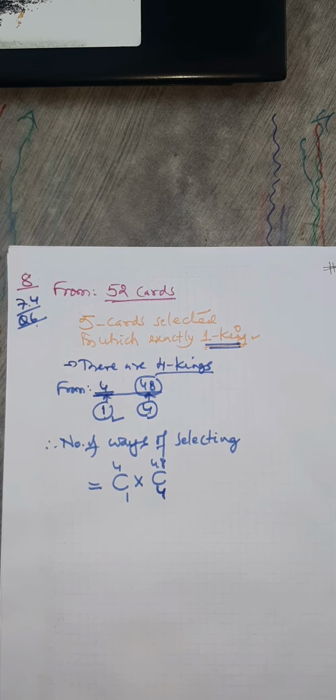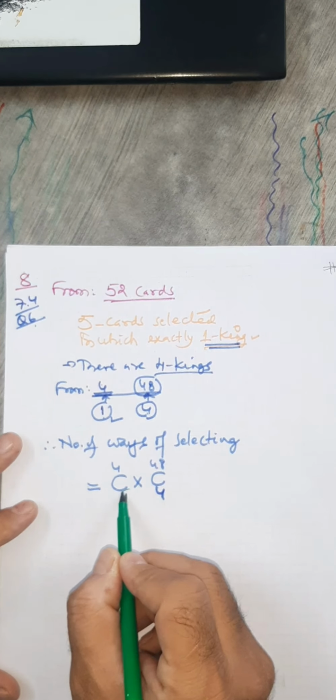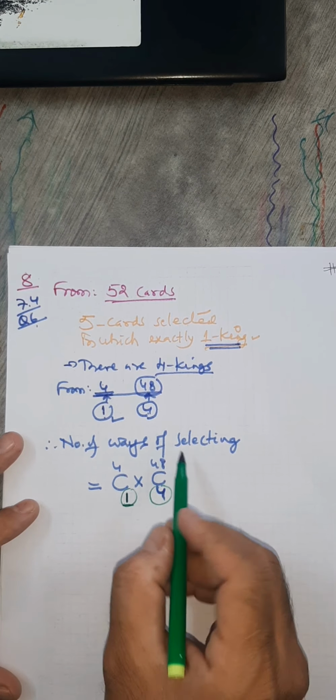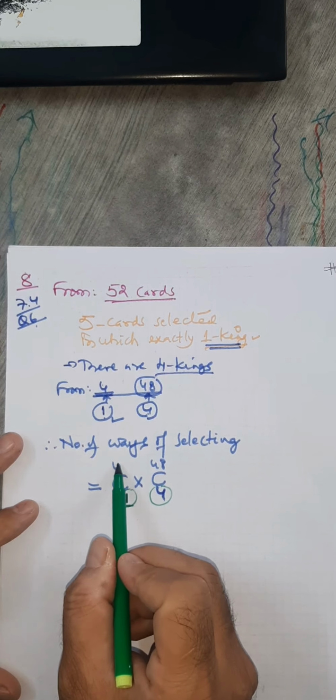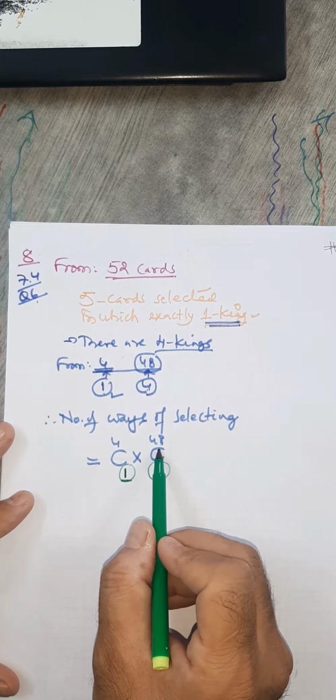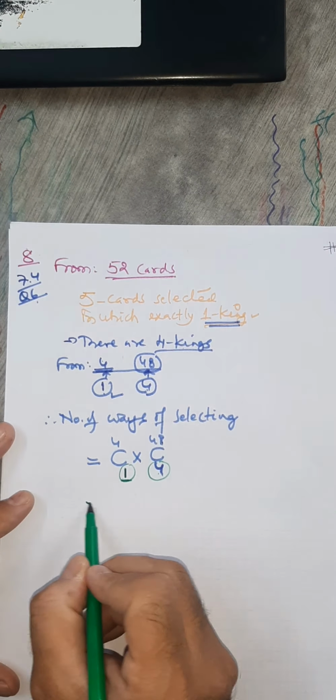You know that one king is fixed. Total how many cards have you selected? 5. But in each combination one is a king, so that would come from the total kings. How many kings are there? 4. How many cards are you left with now? 48. So the remaining 4 should come from there.